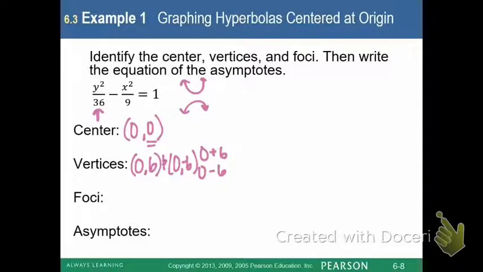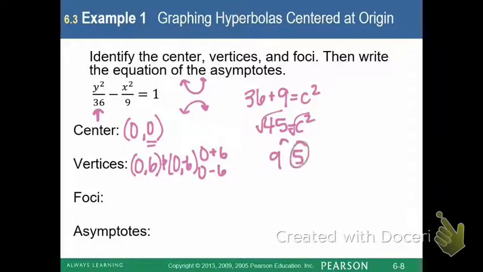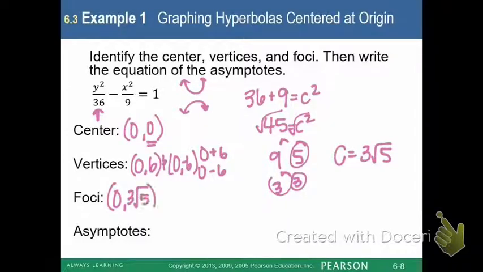Okay, foci, I need to use my equation again. So it'll be 36 plus 9 equals c squared. So 45 equals c squared. This one I think I can break down. So 9 and 5, and then, yeah, 3 and 3. So c is equal to 3 root 5. You can take out that 3 there. So again, it's still going to be the y that's changing here. So I'll have 0, 3 root 5, and then 0, negative 3 root 5.